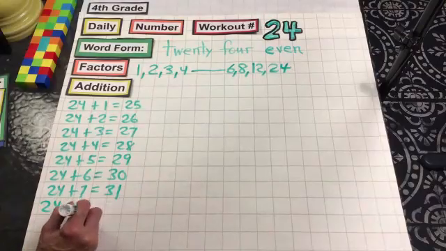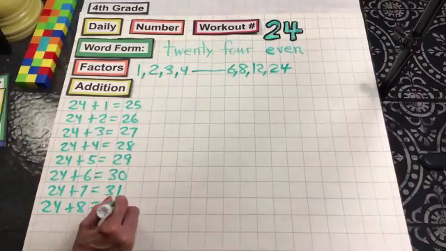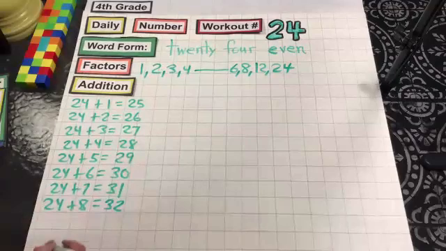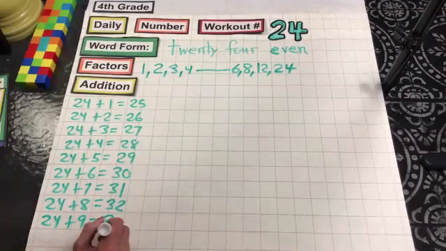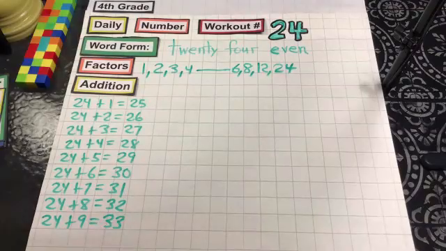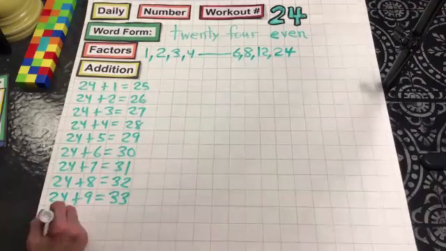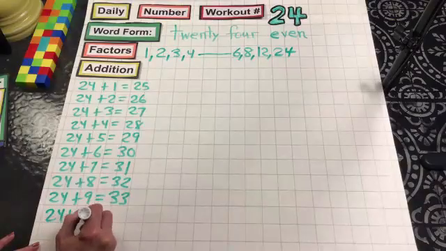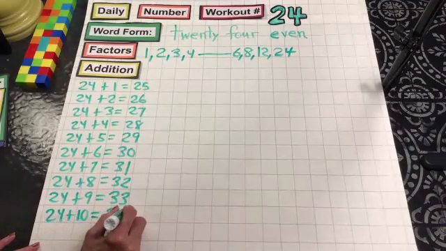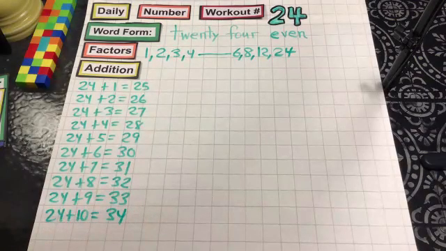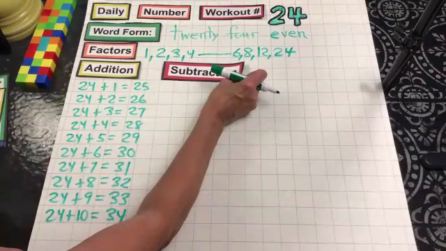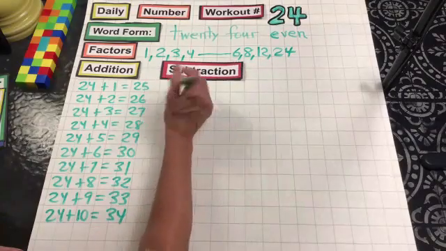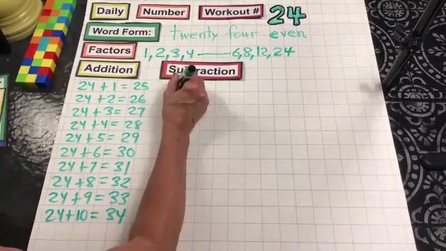24 plus 8 equals 32. 24 plus 9 equals 33. And 24 plus 10 equals 34. Woo. All right, let's go on with subtraction, which is addition backwards. So we're going to start with the number 34, working our way backwards.